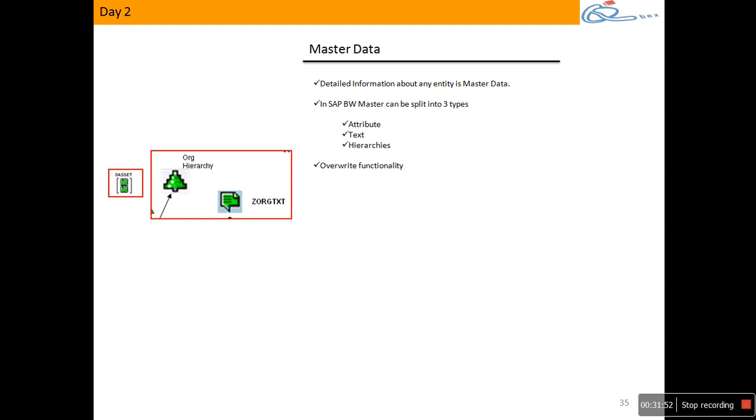Can this description differ from one language to another? BW is Unicode compatible, so you can support multiple languages. I should be able to run this report whether I log in in English, German, Arabic, or whatever it is. The number 10,000 is the same in every language, but what changes is the description, right? So you use a text table to maintain the description in multiple languages, and based on the login language of the user, the respective description comes into the reporting. That is the purpose of the text table.